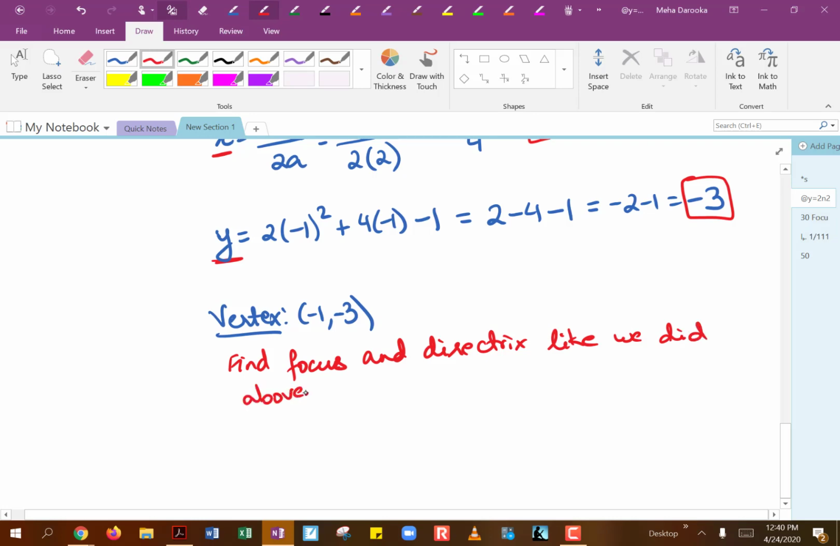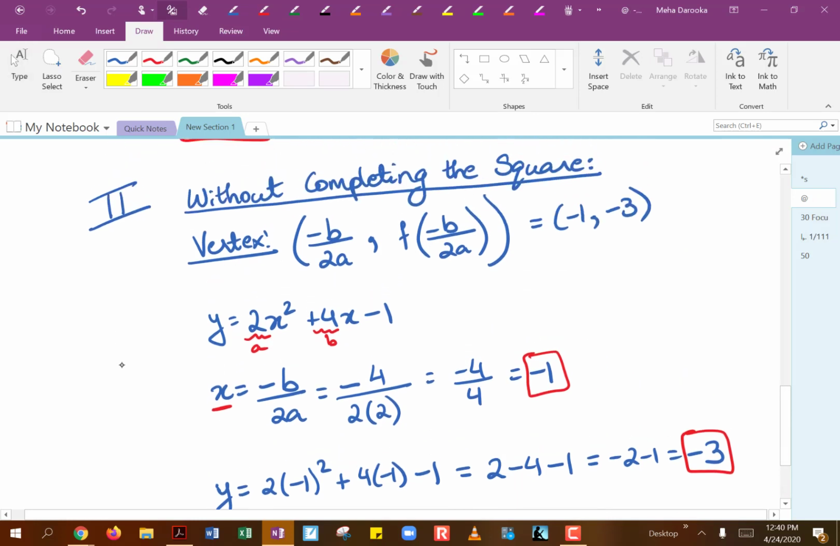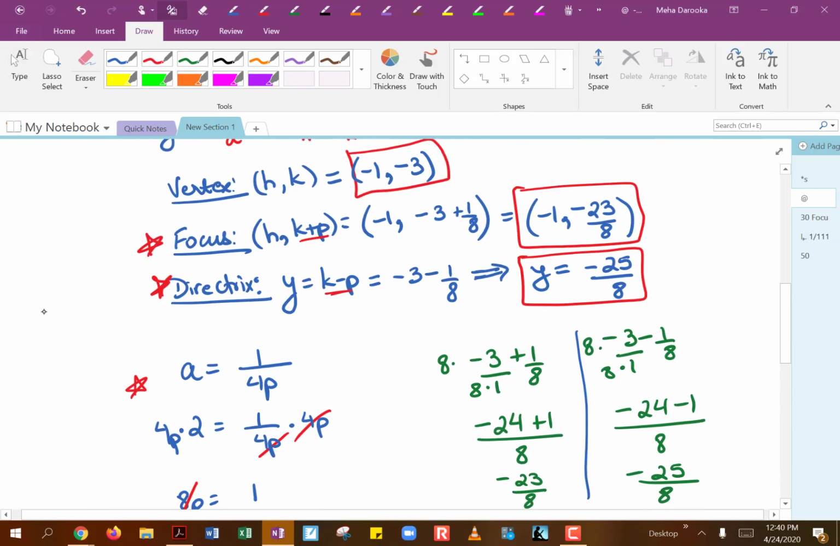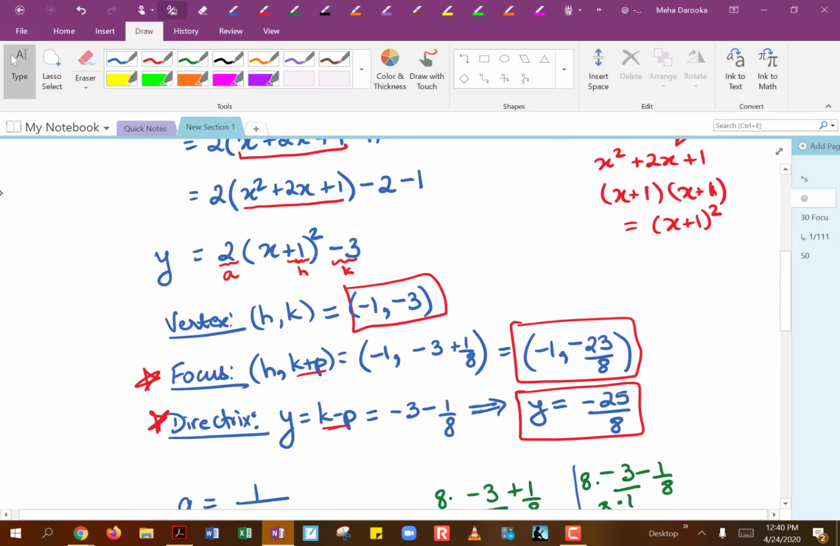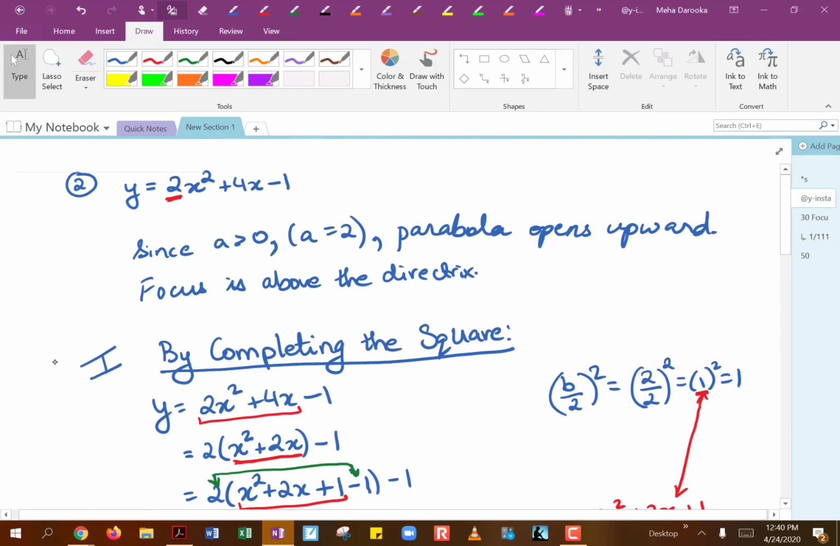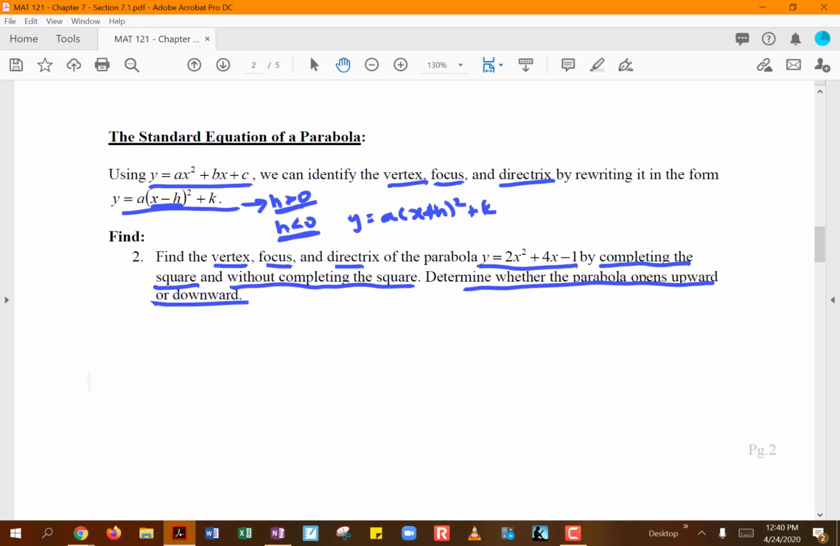So it's just a matter of how you find your vertex. Either use the standard form of your equation and go by using this formula, x equals -b/2a, find your x coordinate, then come back and find the y, or you can do completing the square, which is what we did here, and then using the h and k values from here, we came up with our vertex. So those are the two different ways you can go about solving this example number 2.